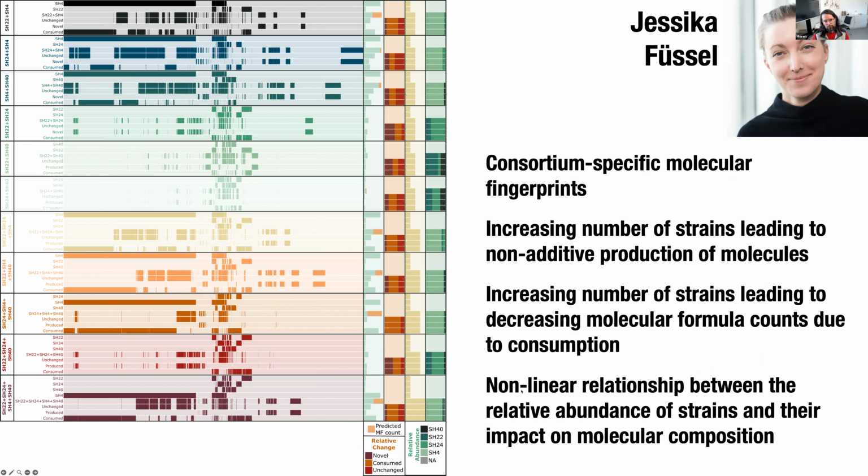And Jessica observes a nonlinear relationship between the relative abundance of strains and their impact on molecular composition. This is a very interesting observation, because one strain, for instance SH4, shown with this color, almost always dominates these co-cultures, but the relatively less abundant isolates influence the composition and molecular diversity quite substantially when grown together.